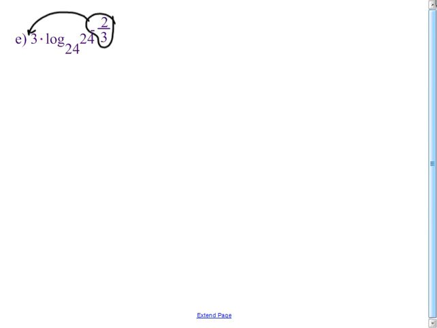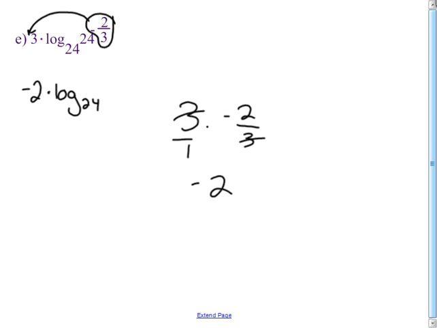If I move it in front, it's going to be multiplied. If I move the 3 up top, it's going to be multiplied. So either way, I'm multiplying 3 times negative 2/3. So the 3's cancel. I'm left with negative 2. So this is negative 2 times the log base 24 of 24. And as we talked about, when the base and the argument are the same, the answer is that multiplier. That multiplier sometimes might be 1, but that one's a negative 2.